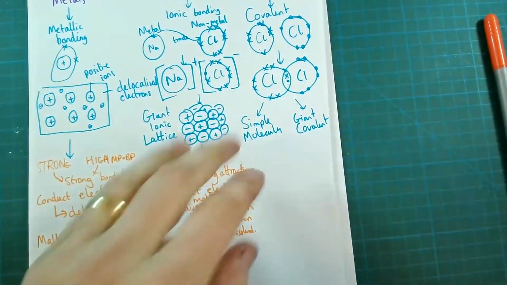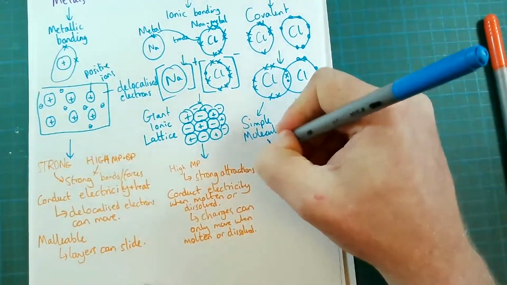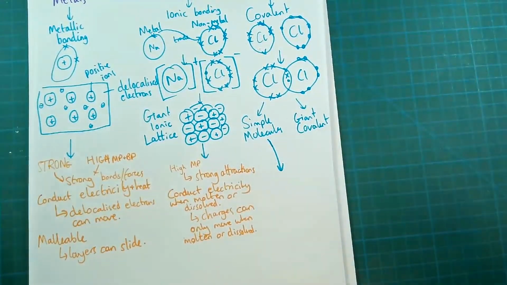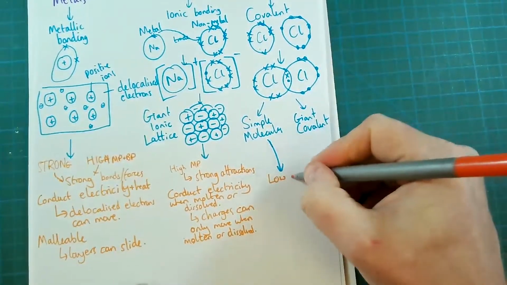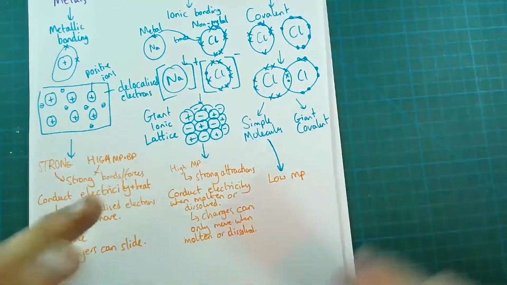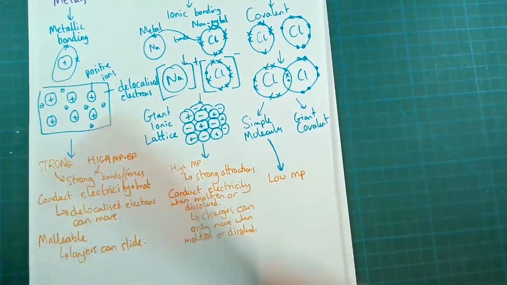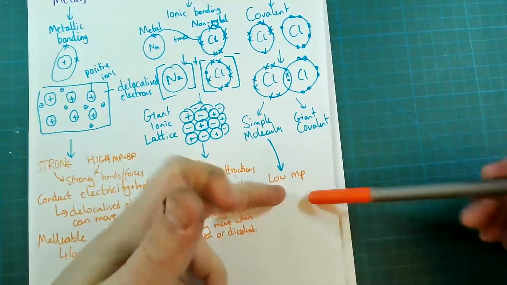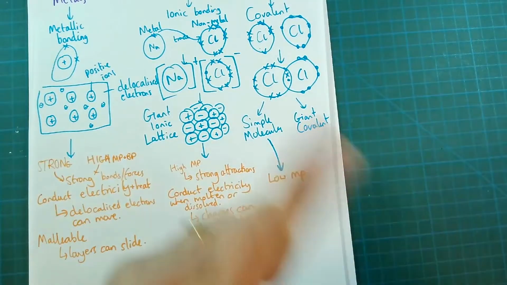If I look at the simple molecules, they are the interesting ones because they're weird. Simple molecules have a low melting point. They tend to be gases or liquids. Here we've said these have a high melting point and boiling point, which tells us there are strong forces or strong bonds. Here they've got a low one, so that naturally means they'd be weak. That's actually not the case.